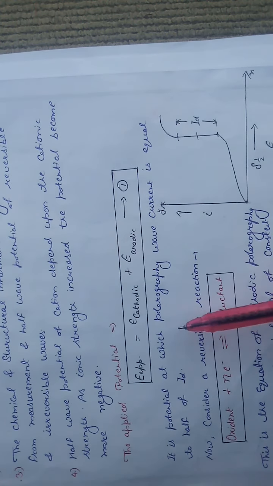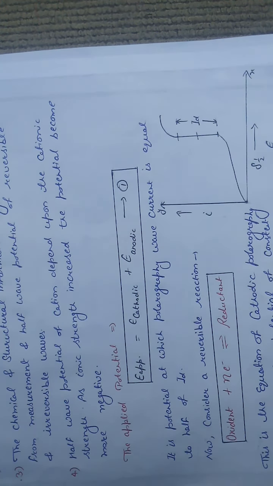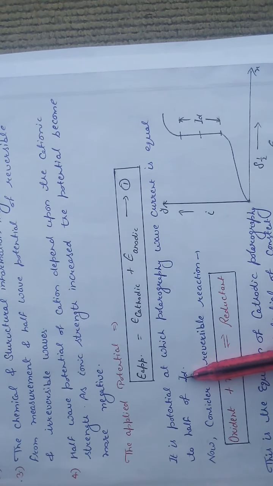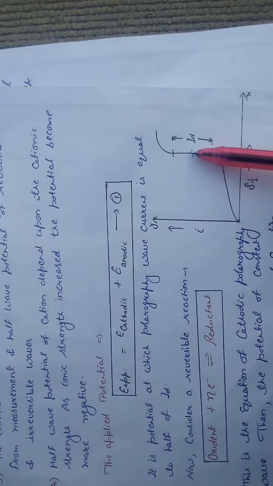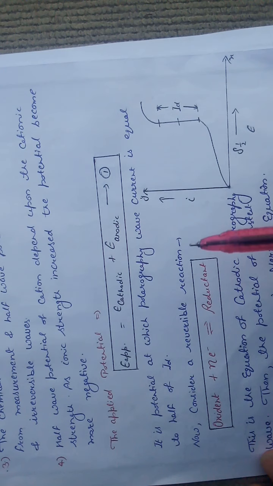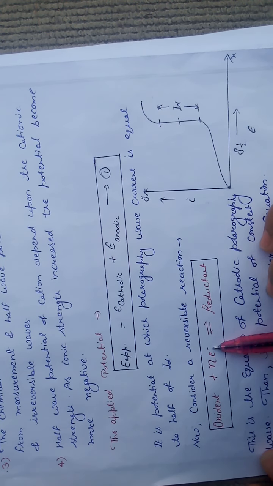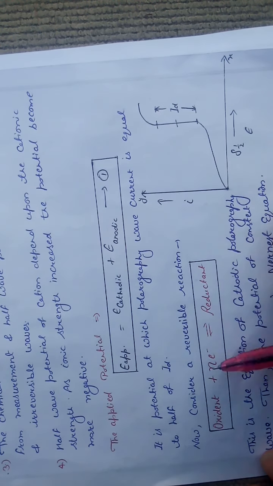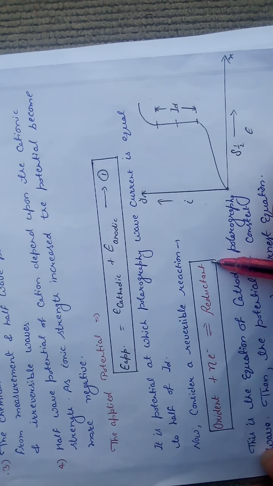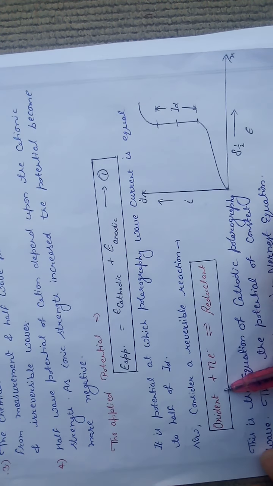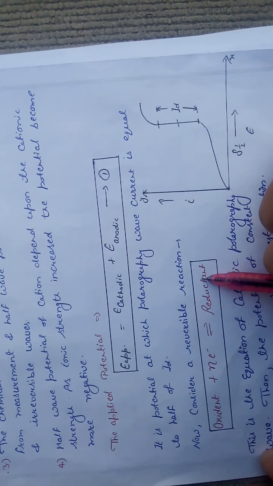It is the potential at which the polarographic wave current is equal to half of Id, right? Now consider a reversible reaction. What will be the reversible reaction? Oxidant plus n electrons gives reductant. That is reversible because the reductant can convert into oxidant with removal of electrons, and the oxidant with gain of electrons can give the reductant.